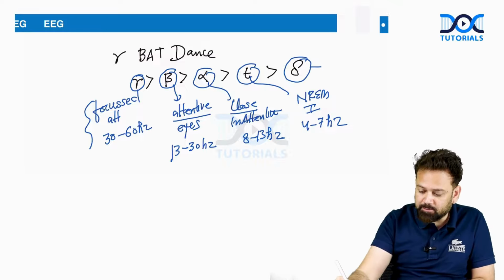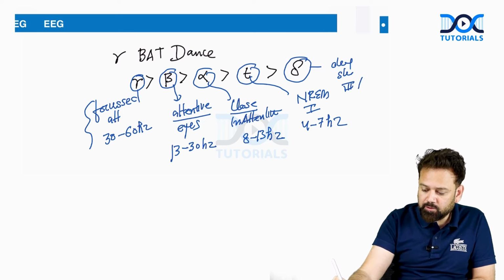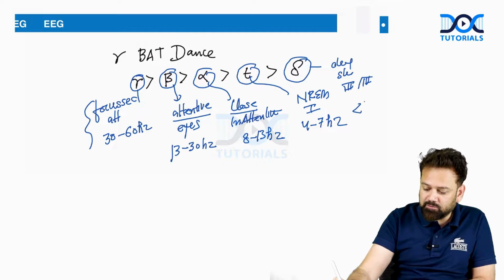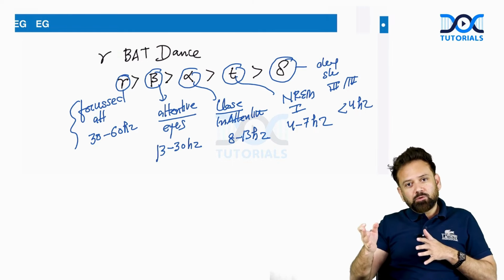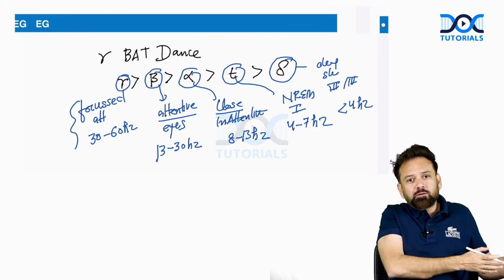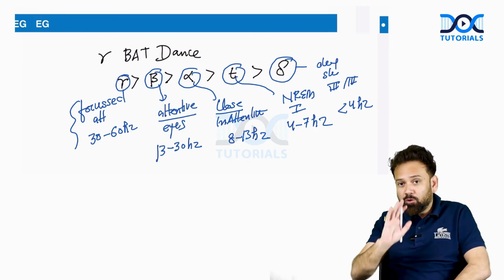Delta is for deep sleep. Deep sleep, NREM stage 3 and 4, and frequency is even less than 4 hertz. So within 20 minutes, you went from focused attention to deep sleep. I hope now you will not forget.